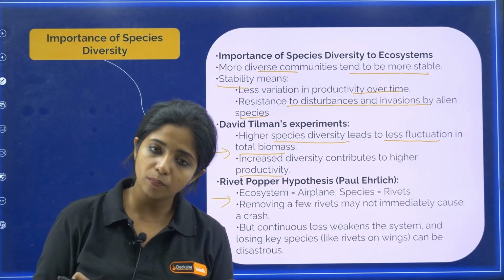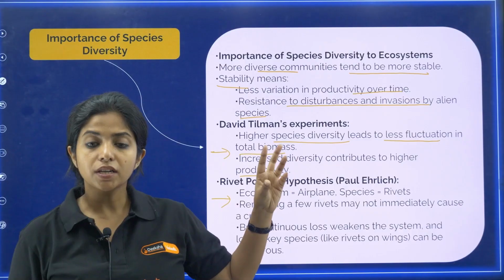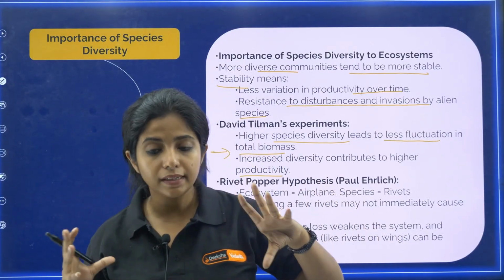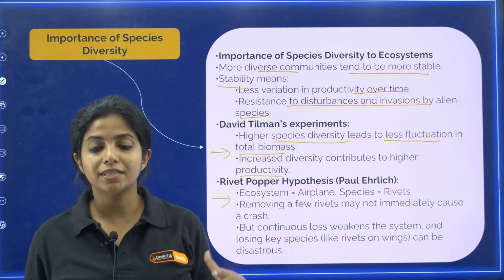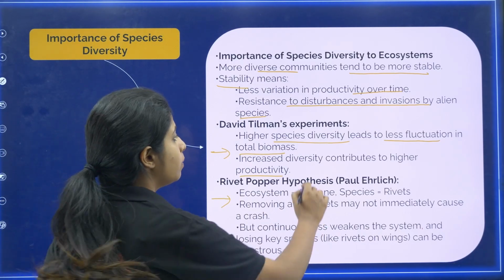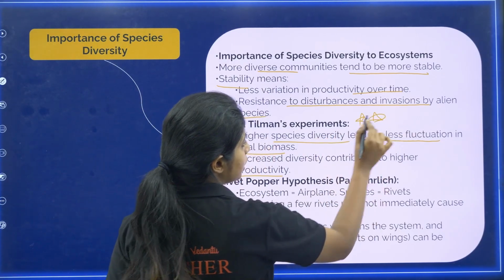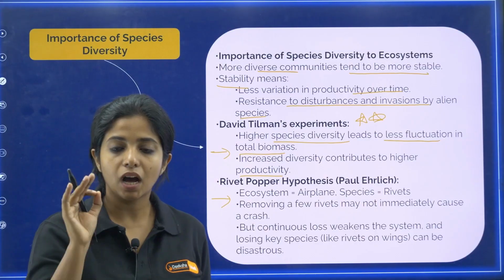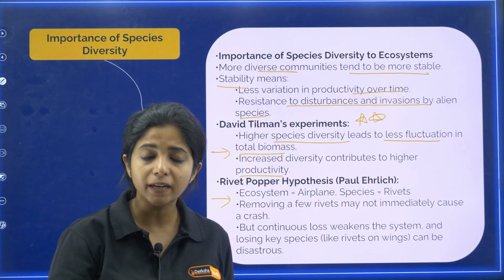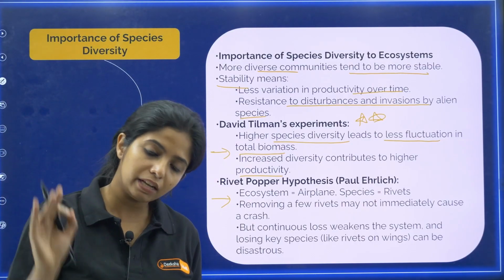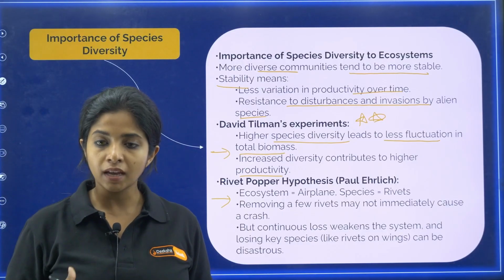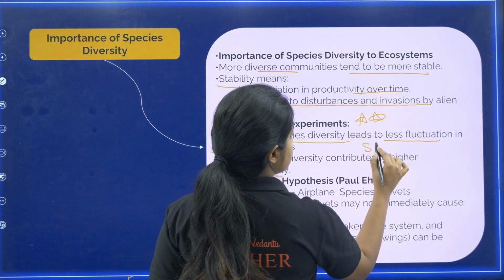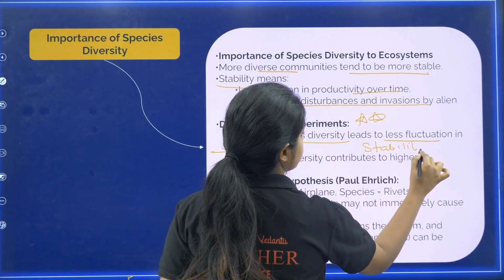And I'll tell you one more point: whatever resources are there are being completely utilized. None of it is going to be wasted if more species diversity is there, my dear children. So this experiment was very, very important. It was usually asked. So please understand, according to David Tilman's experiment, higher species diversity means less fluctuation in the total biomass, higher productivity, and basically higher stability.